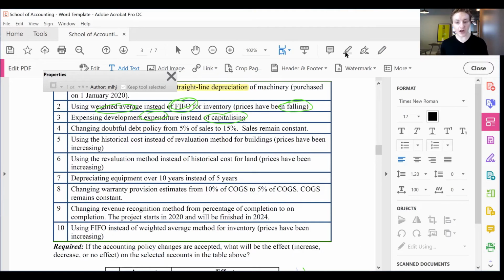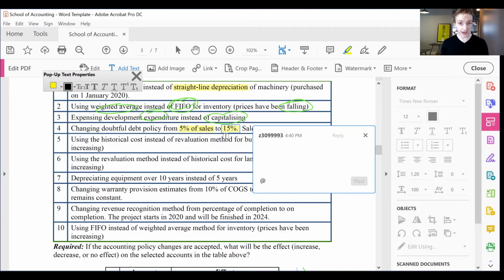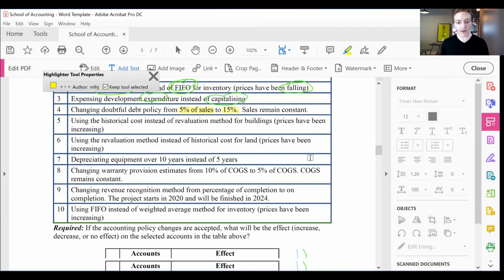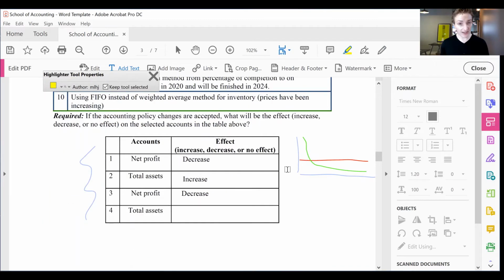The next one you're asked about is what would be the impact of changing the doubtful debt policy from 5% of sales to 15% of sales, with sales remaining constant. Now, under doubtful debts, the way this is operationalized is you'll have debit bad debts expense, credit allowance for doubtful debts. So you're being asked here, what would be the impact of this on total assets?